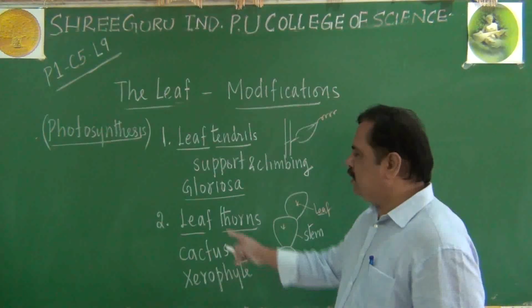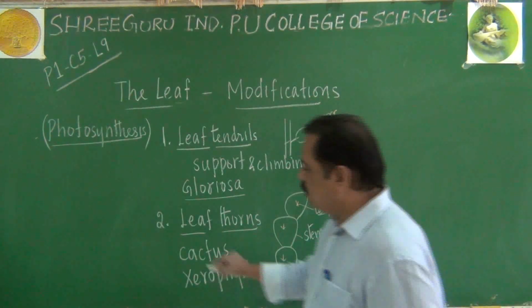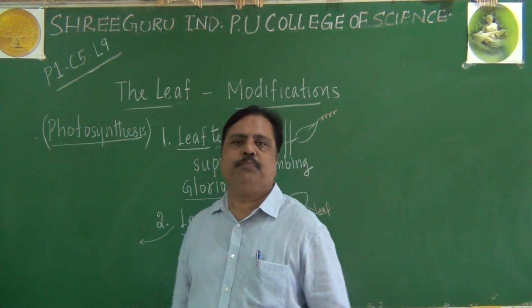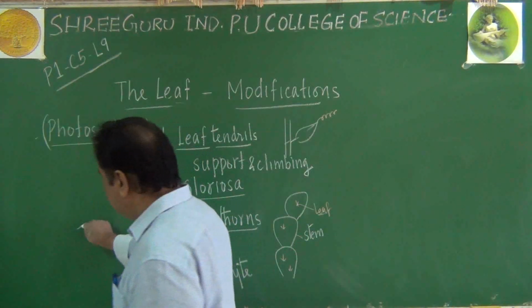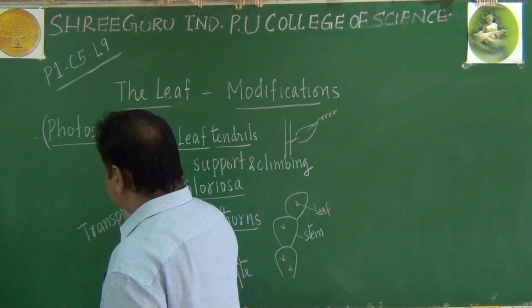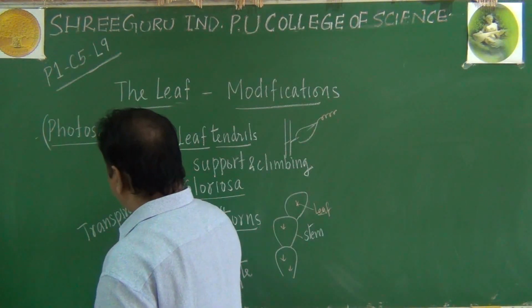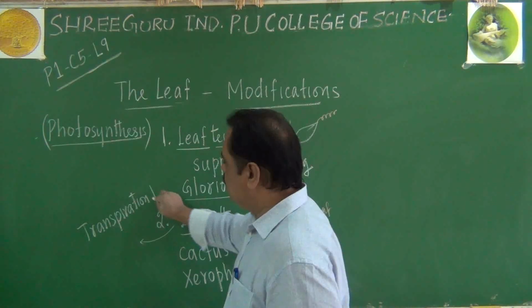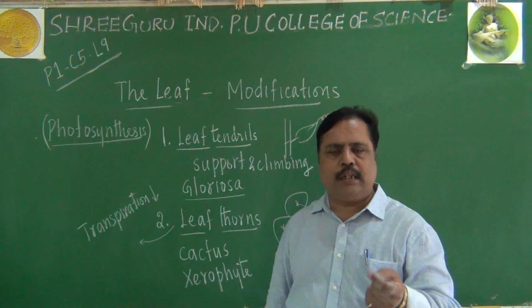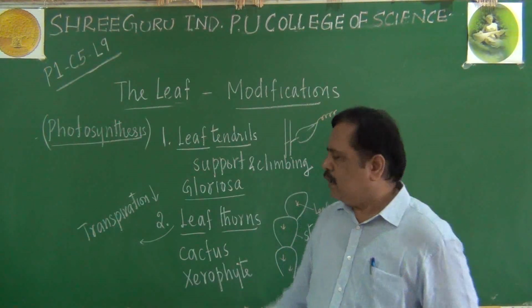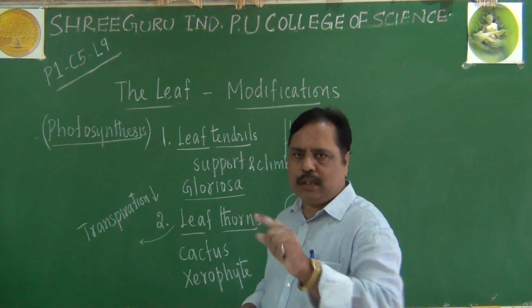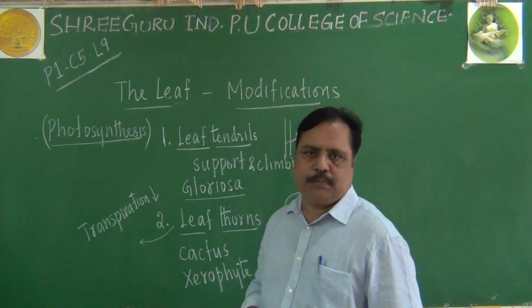Why? What is the advantage of the leaf thorn? Already we have seen leaf thorns help in reducing transpiration. Do you remember that point? In a desert, the availability of water is less, so they should not lose water. This is for reducing the rate of transpiration. What is transpiration? Loss of water in the form of water vapor. That vapor loss will be minimized by the leaf thorn. When the leaf becomes a thorn, it will minimize the rate of transpiration.